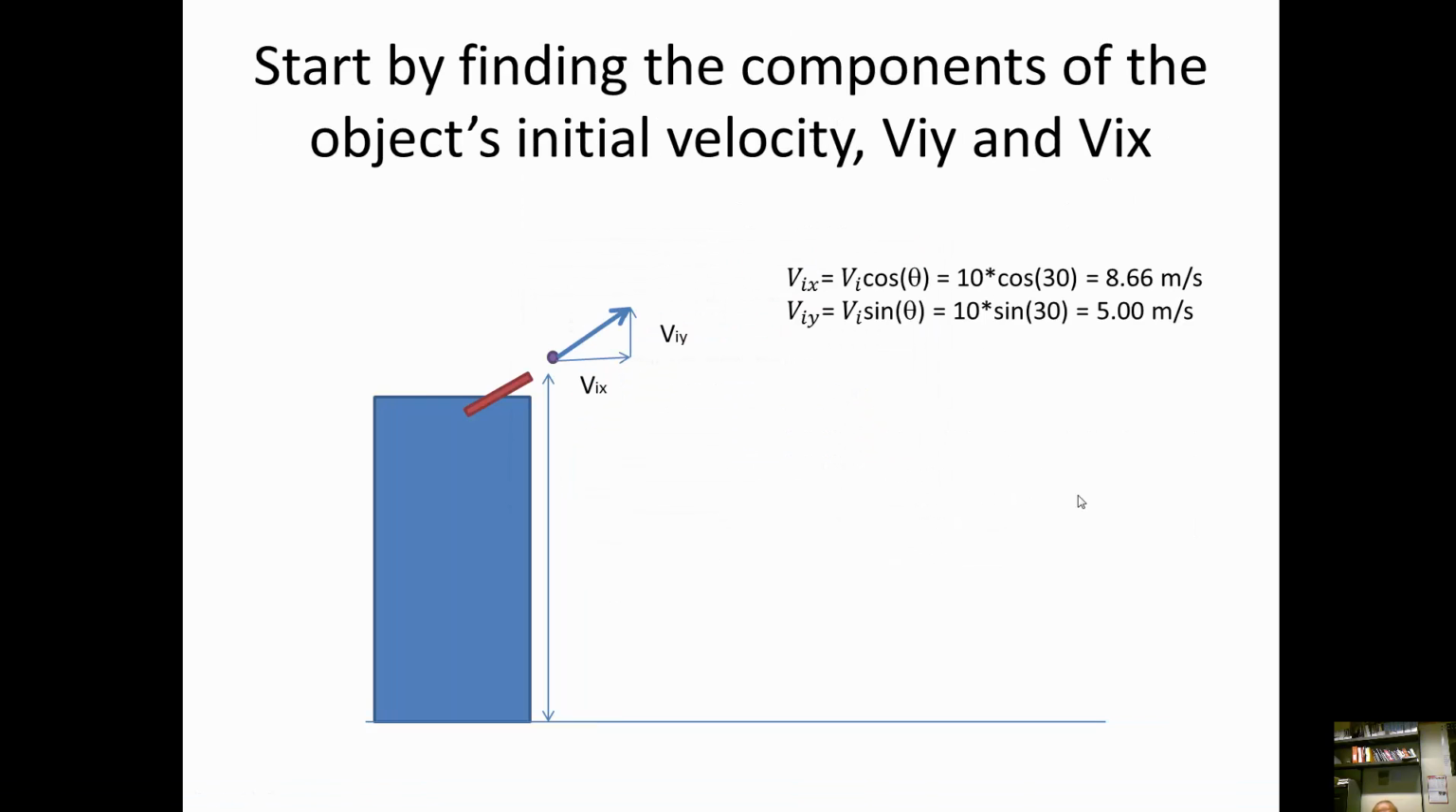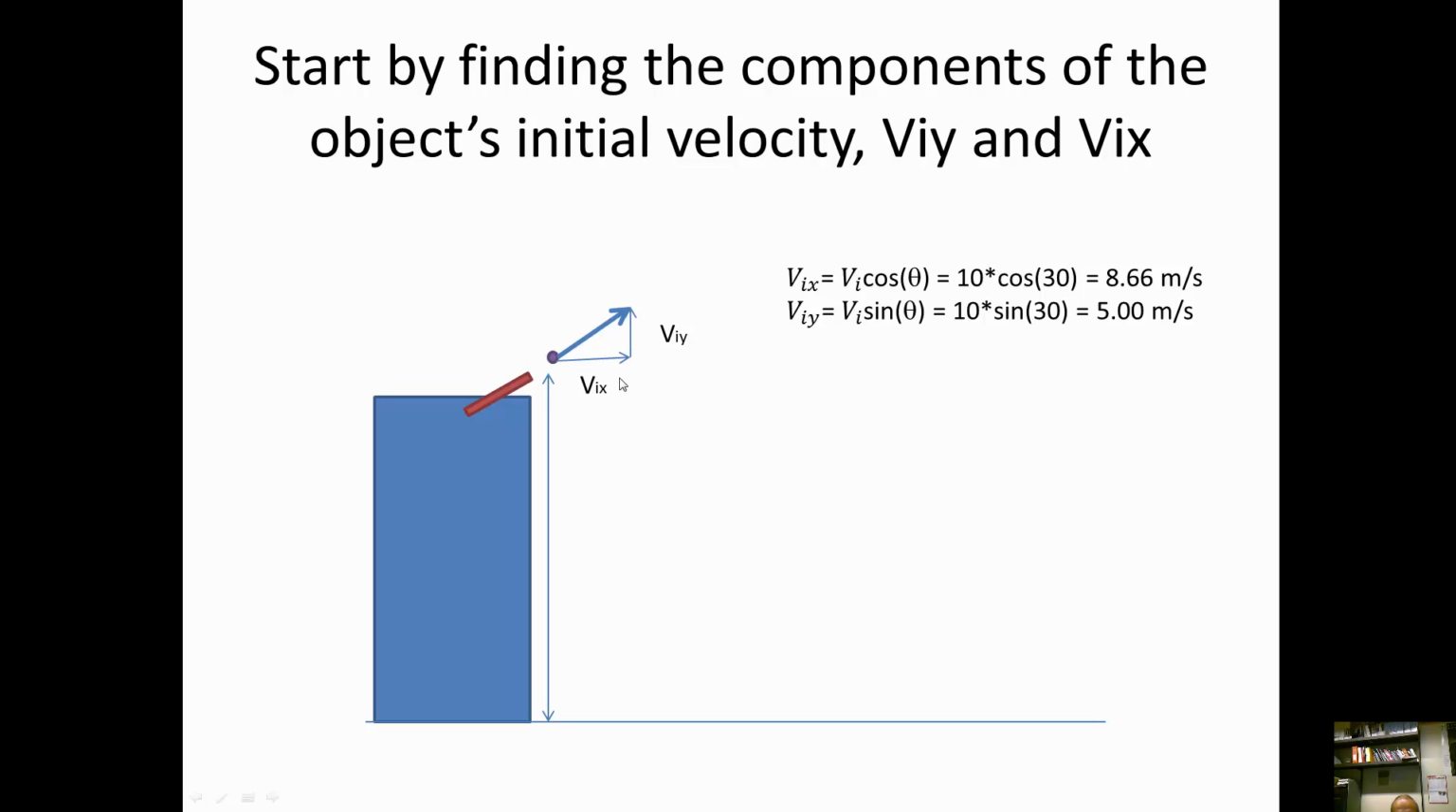So the first thing you're going to want to do is break apart the initial velocity vector, that's this blue arrow here, into both its x component and its y component. Once you do that, you can then look at just the vertical motion using the y component and the horizontal motion using the x component, using the kinematics equations that we already know. Since the angle is 30 degrees, the x component is 10 times the cosine of 30 degrees, or 8.66 meters per second, and the y component is 5 meters per second.